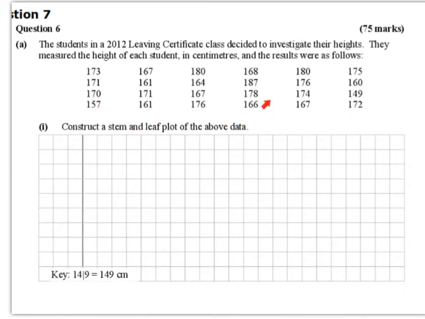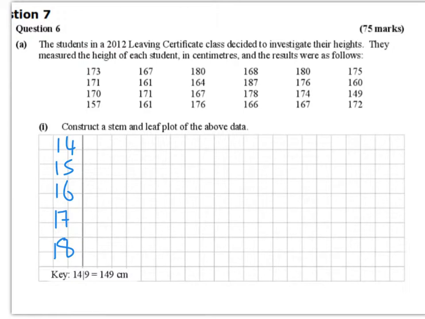So we're going to have a look at all the data values, and we're going to take the lowest height, the smallest height, which is 149. So we know that our stem needs to start at 14. And then we have a look for the tallest height, the biggest height, and that is 187. So our stem needs to go from 14 to 18.